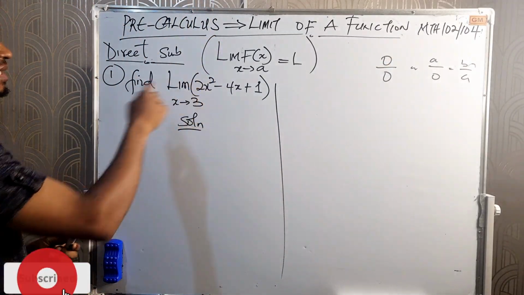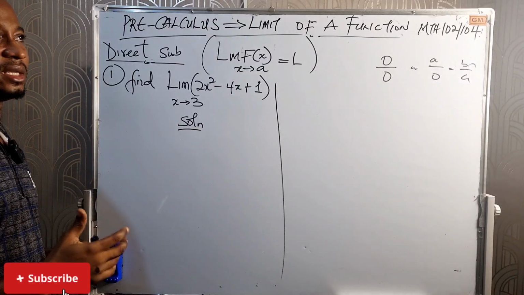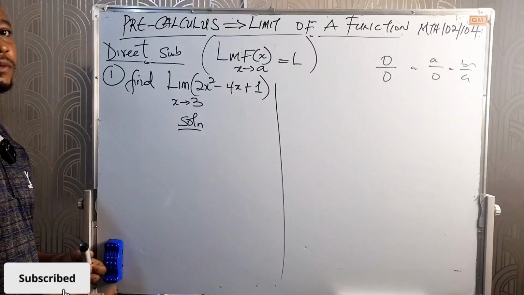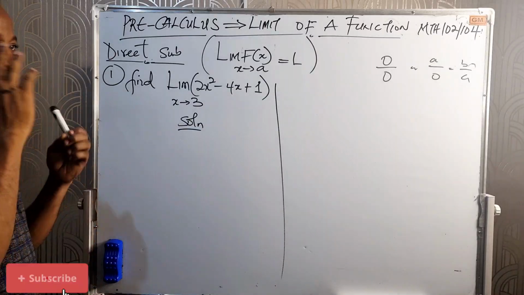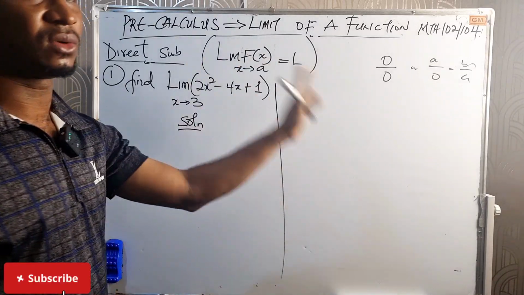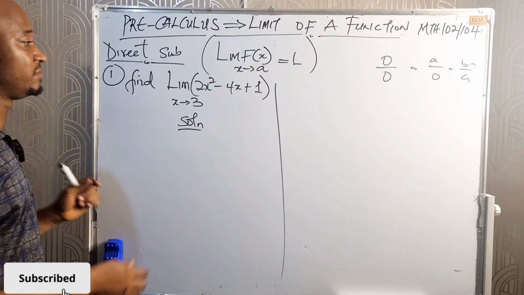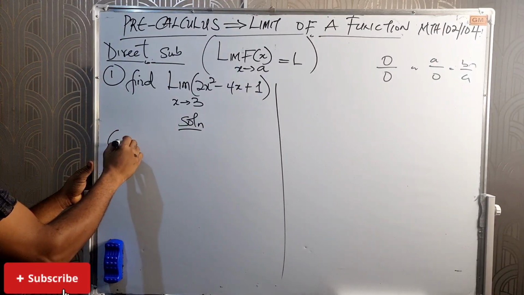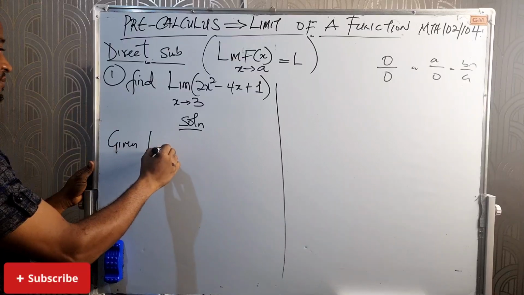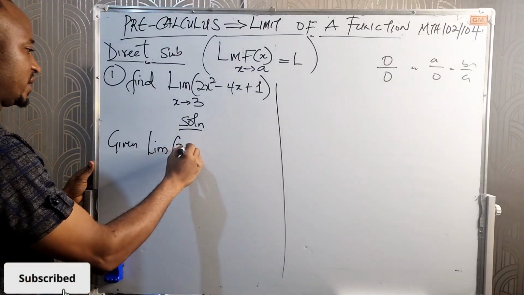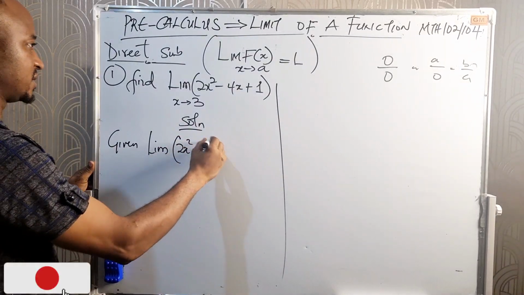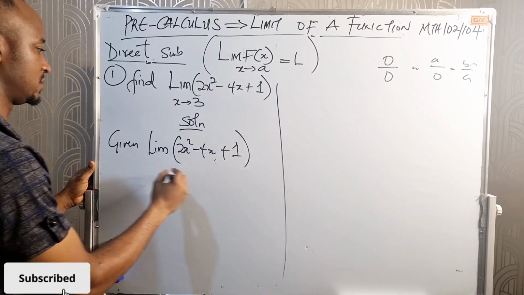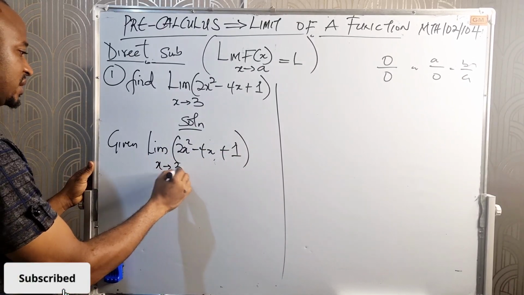But for something like a polynomial, like a linear function, quadratic function, cubic function, you don't need to even think of other methods. The only method you can use is simply direct substitution. So here we are given ln(2x squared minus 4x plus 1) as x is approaching 3.